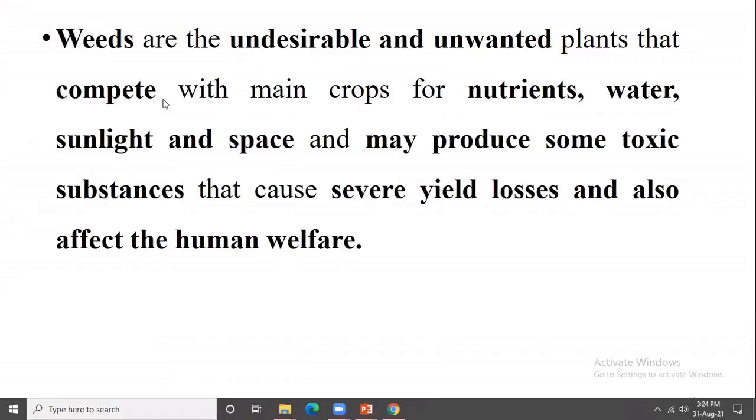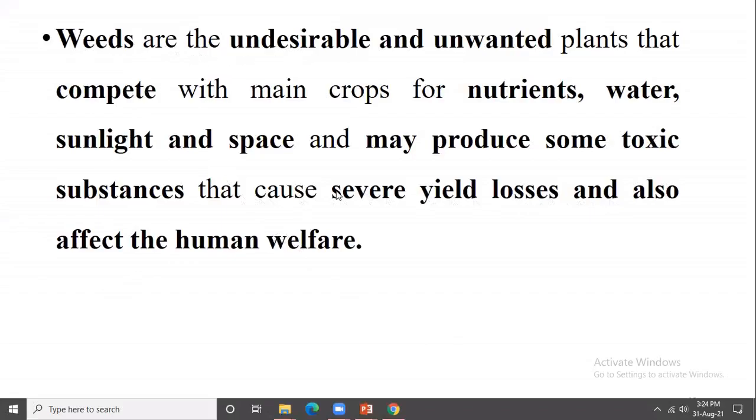Now, what is the definition of weeds? This is important. This will definitely come in your written exam and spot exam, I think for 2 marks. What is a weed? A weed is an undesirable and unwanted plant that competes with the main crop for nutrition, water, sunlight, and space, and may produce some toxic substance that causes severe yield losses and affects human welfare.